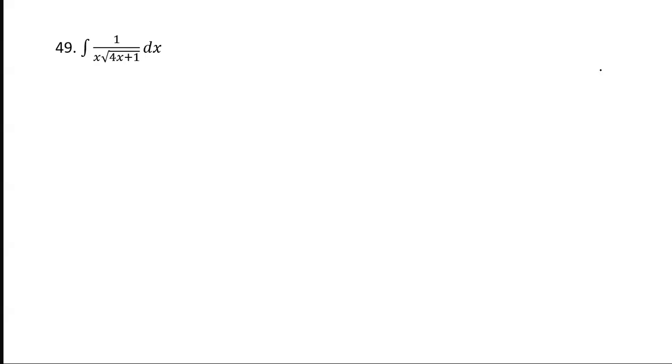Number 49, integral of 1 over x square root of 4x plus 1 dx. So let's go down a list of techniques. Do I see an obvious substitution from the chain rule? I don't right away. Can we do integration by parts?